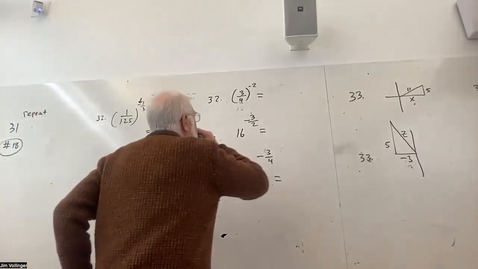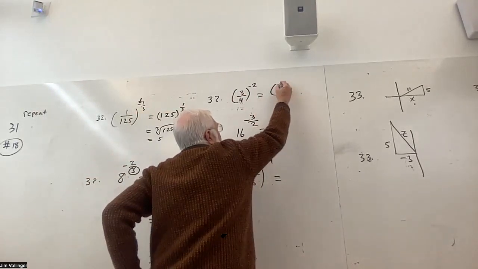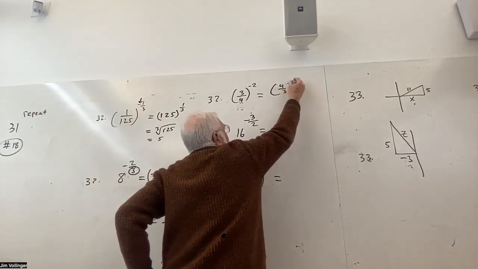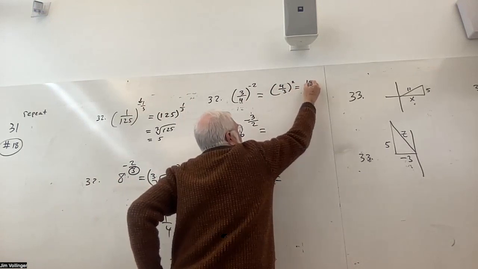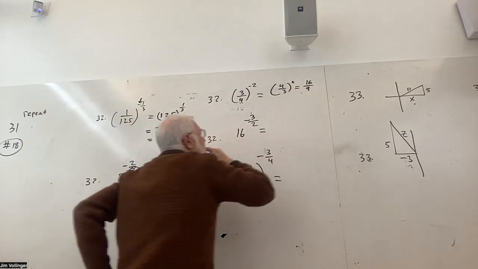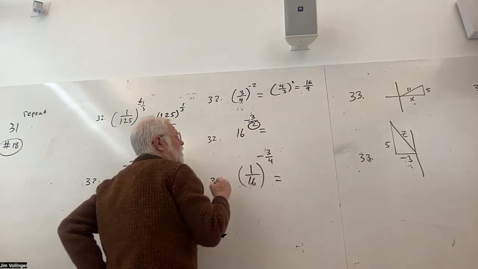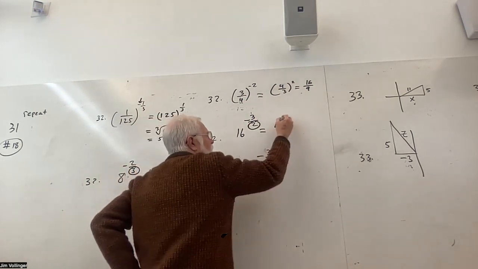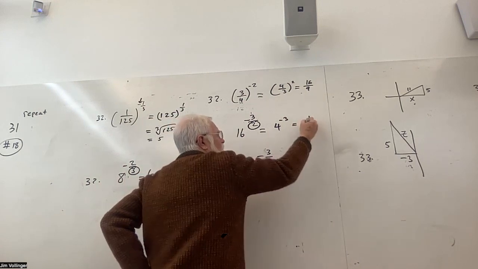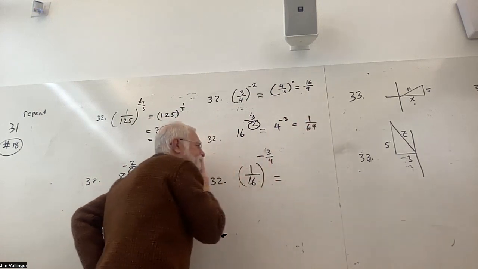3/4 to the -2. I think I'd reciprocate it. 4/3 squared. And that's equal to 16/9. I'll reciprocate last, but I think I'll take the square root of 16, which is 4. And 4 to the -3 is 1 over 64.